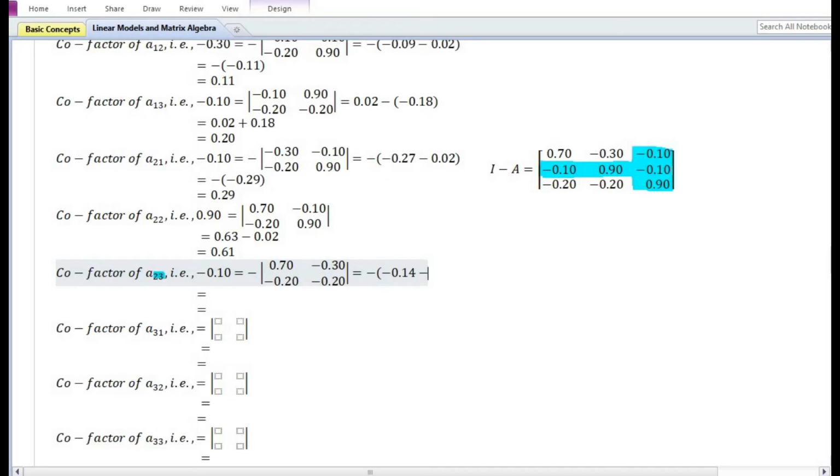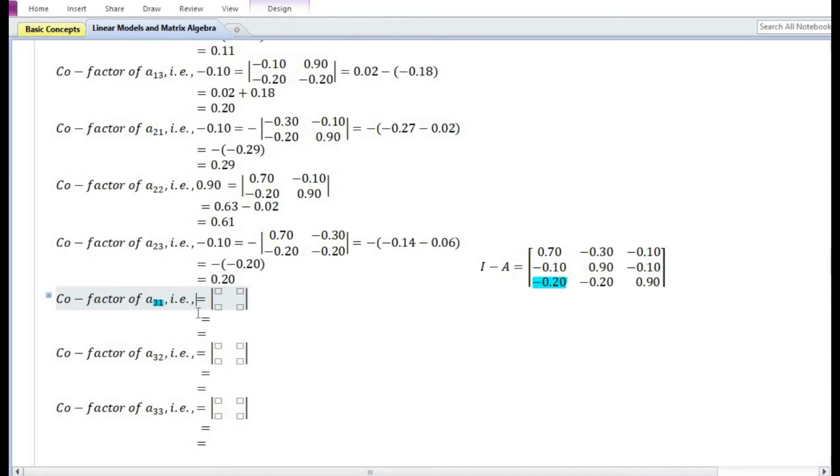0.20 times 0.30 equals 0.06. Minus 0.14 minus 0.06 equals minus 0.20. Minus times minus equals plus, so we have 0.20. Cofactor of A31, that is minus 0.20.